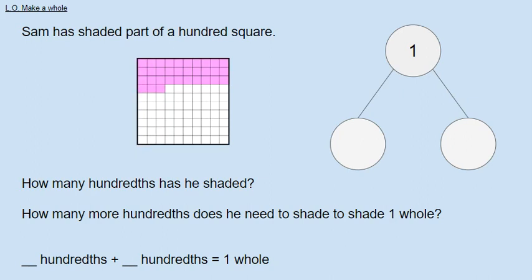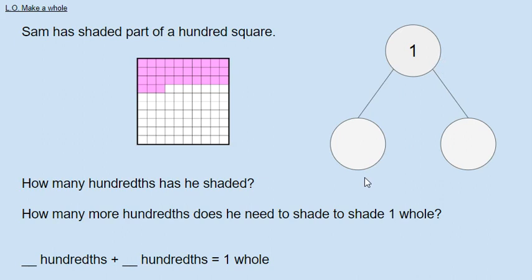Sam's gone and shaded part of 100 square. How many hundredths has he shaded? So how many more hundredths does he need to shade the whole, the one whole? So you might be able to see there's 100 square. If he's got 3 lots of 10 plus 3 more, how many is that? And then how many other hundredths does he need to make the whole?